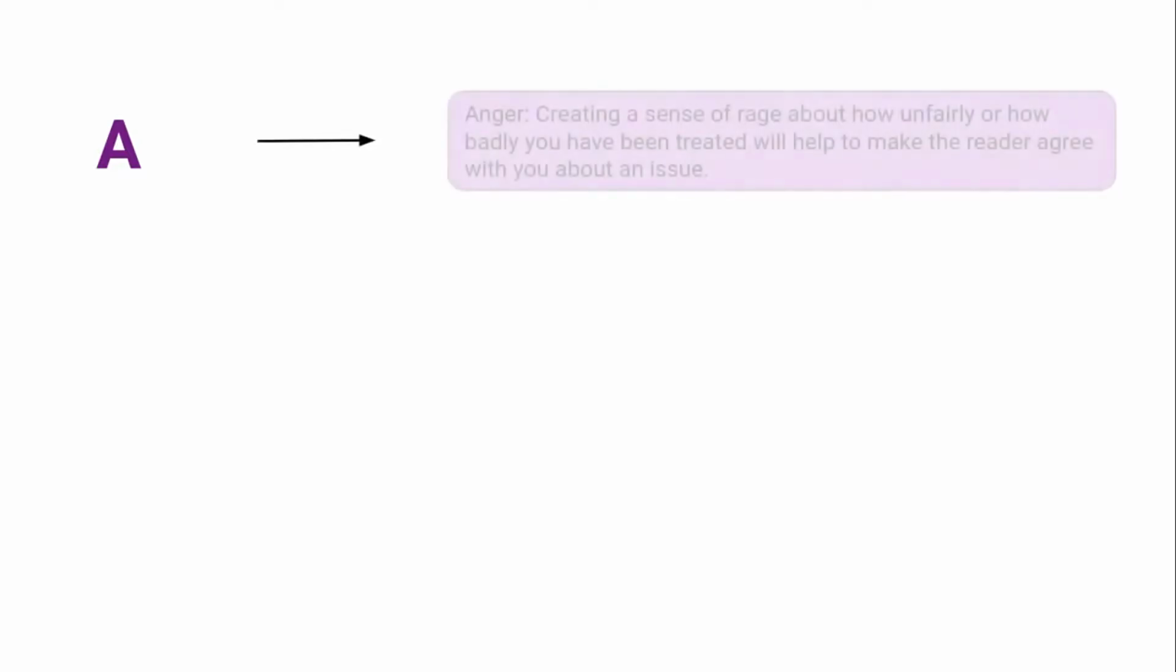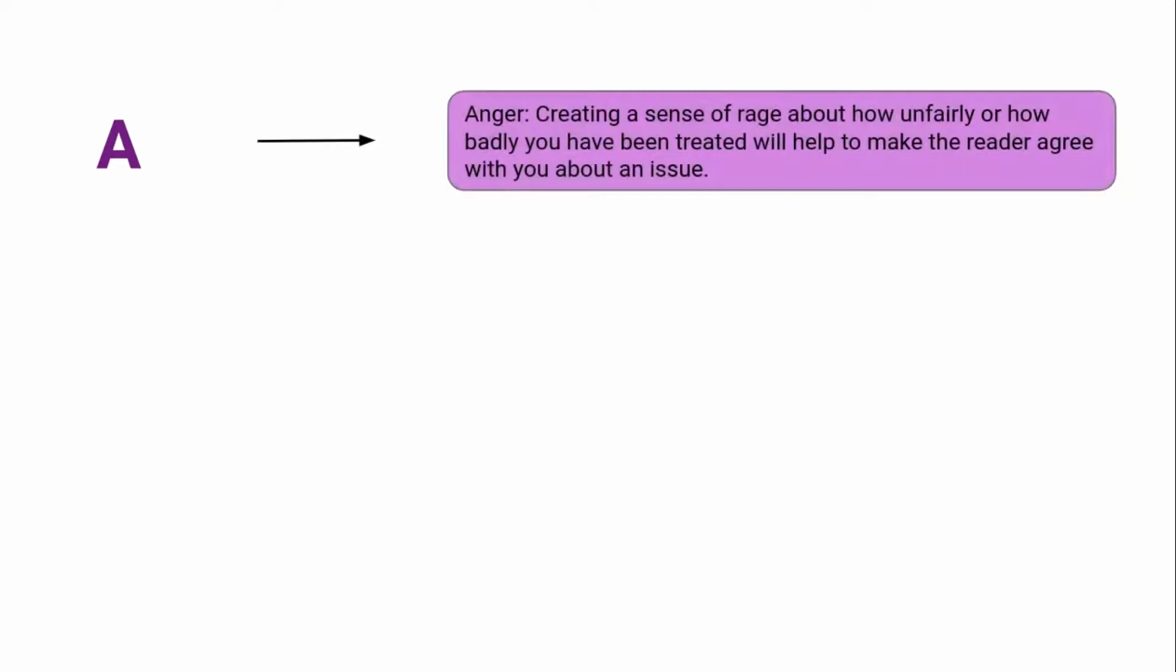Okay, now once more I've created a nifty acronym for you, and you don't have to remember this at all, it might just be an easy way of remembering all the different types you can use. What I will say is, this is not all of them by any means. The first one is anger. By creating a sense of rage about how unfairly or badly you or somebody you know has been treated will help make the reader agree with you about an issue.